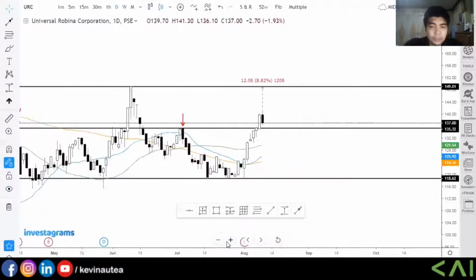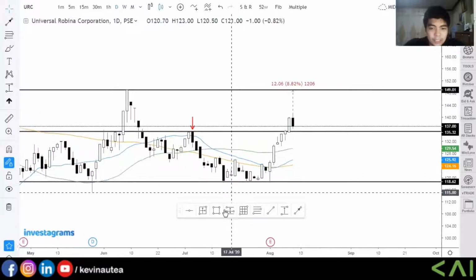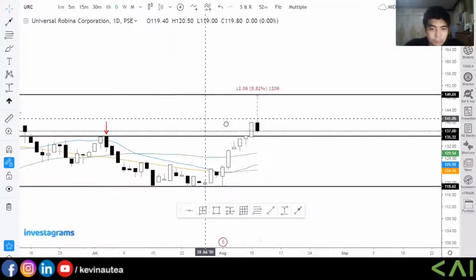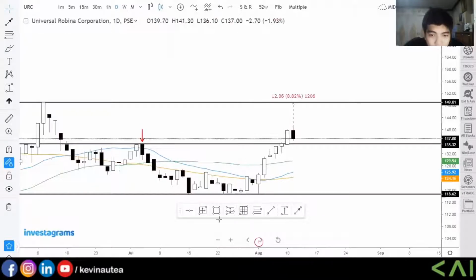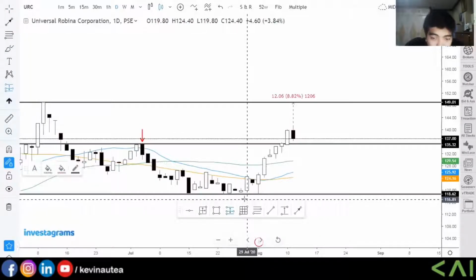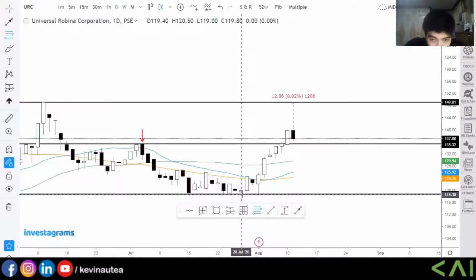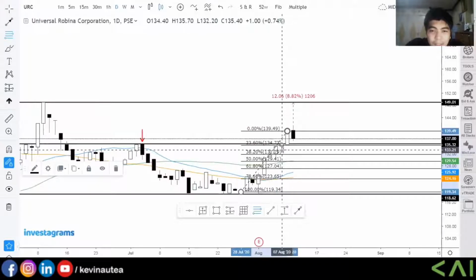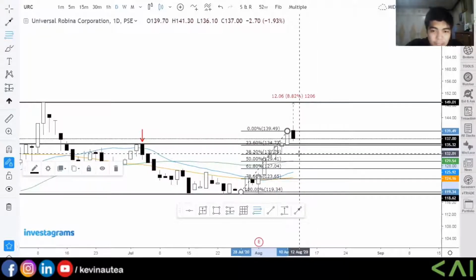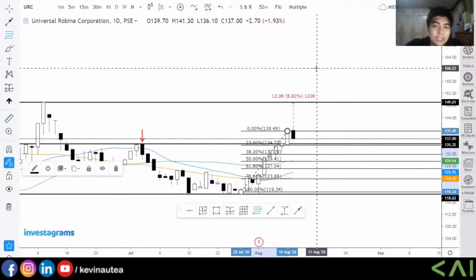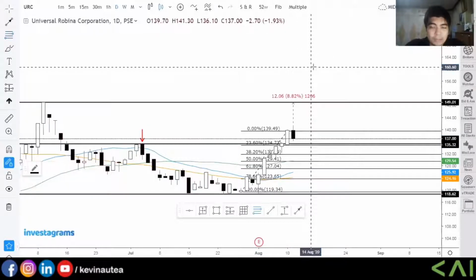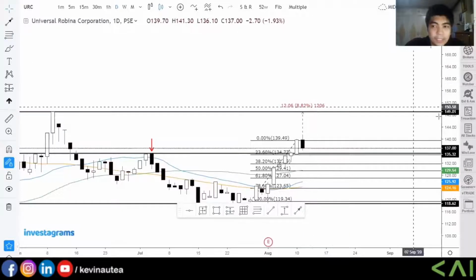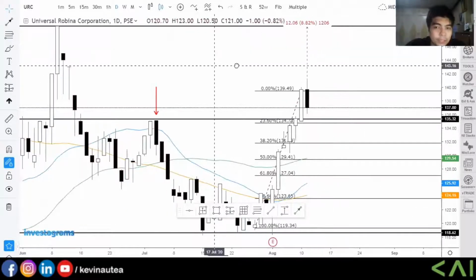If we are going to use the Fibonacci here, from the lowest point or the start of the trend, this is the start of the trend here, then up to this point, the 23 is on the resistance line that we set, and the 38 was quite below the line that we set. So those are the possible retracement areas that we can see for URC.